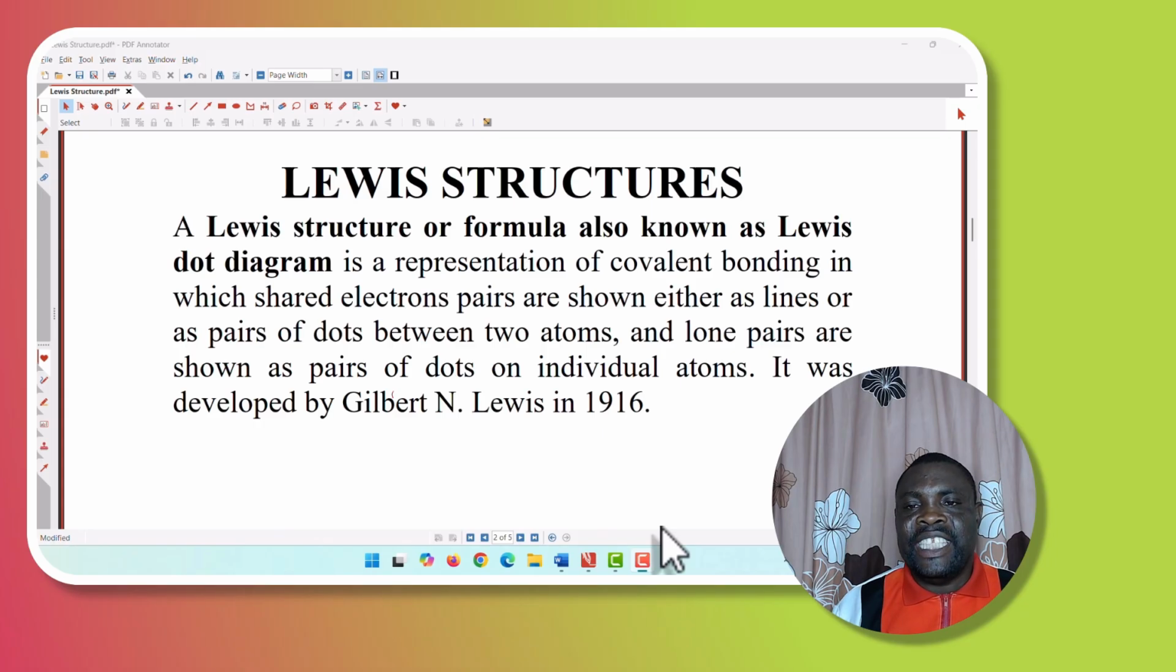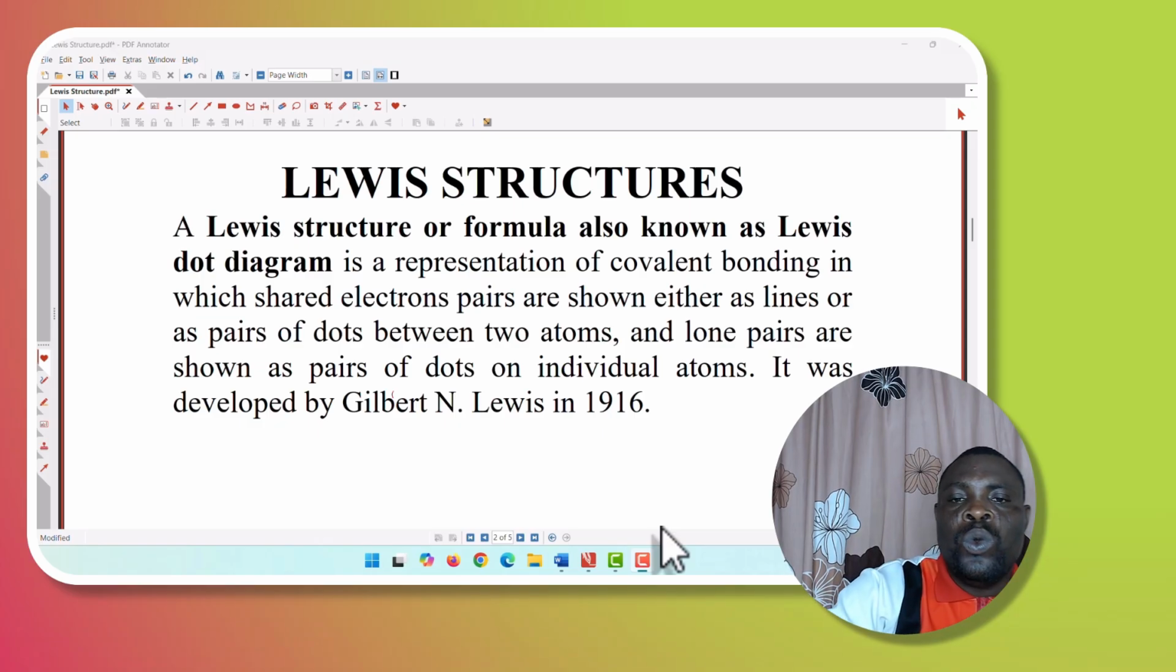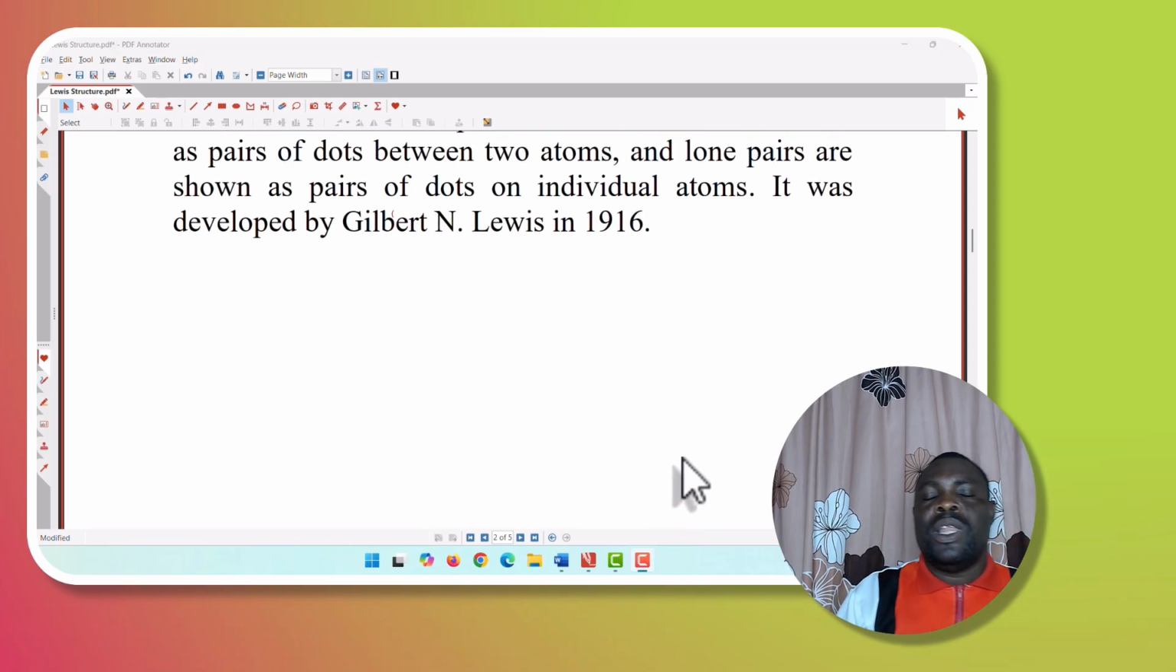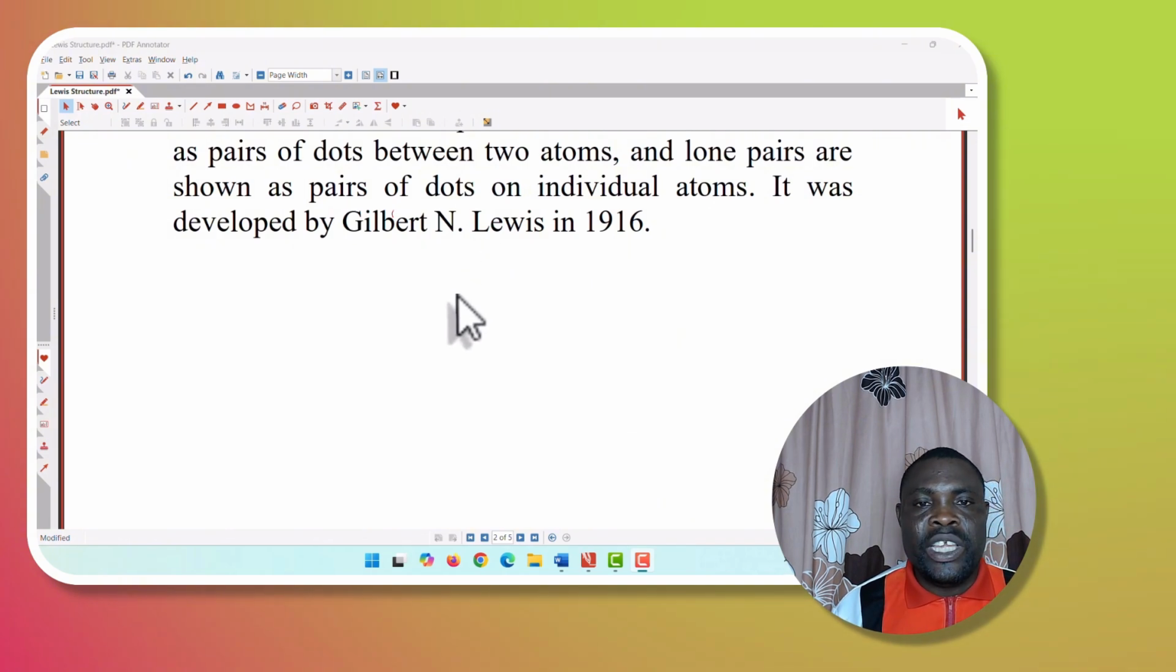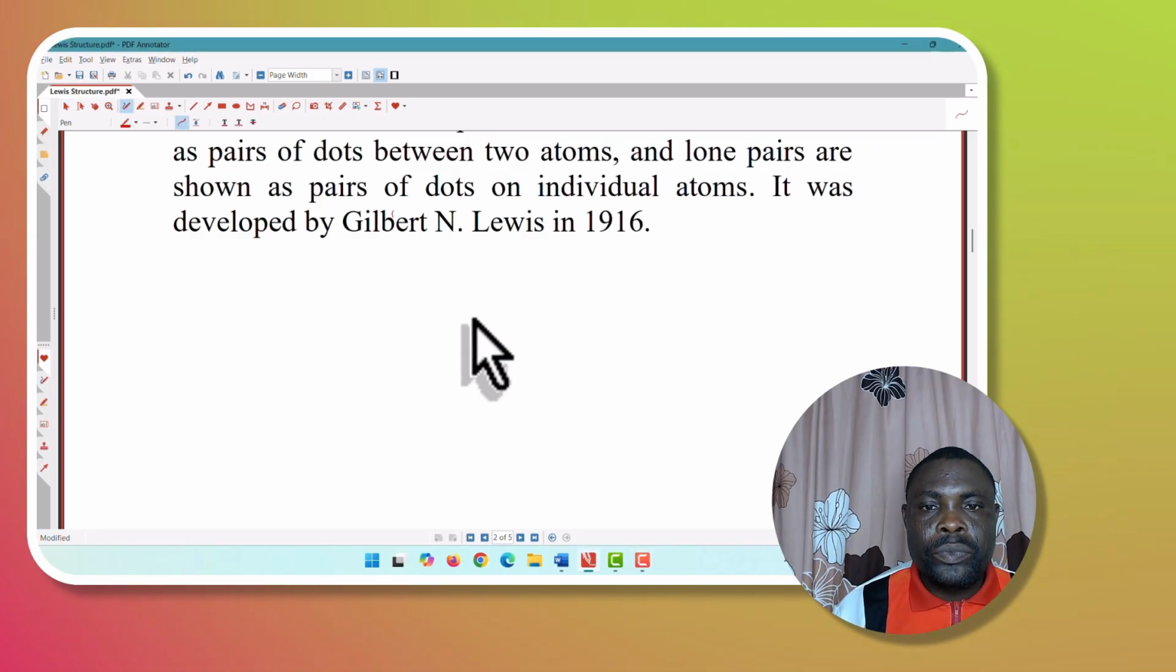Now, Lewis structure is a representation of covalent bonding in which shared electron pairs are shown either as lines or as pairs of dots between two atoms, and lone pairs are shown as pairs of dots on individual atoms. Now, when we talk about Lewis structure, it deals with covalent molecules or ions. It does not deal with ionic substances.